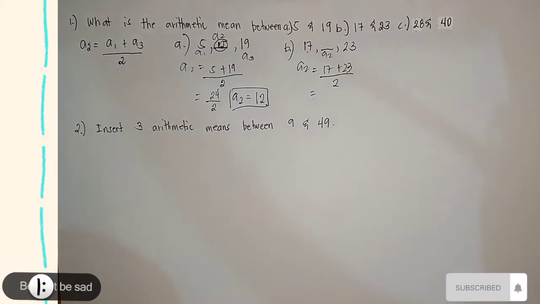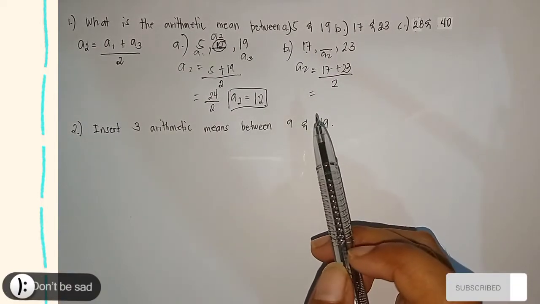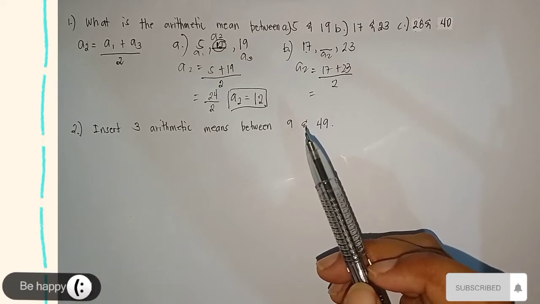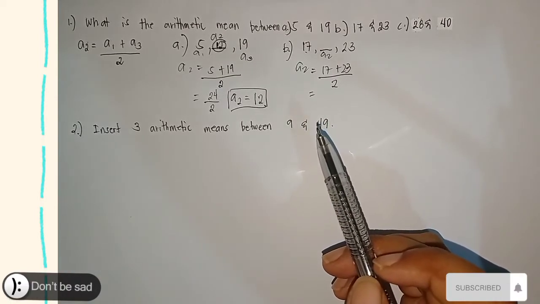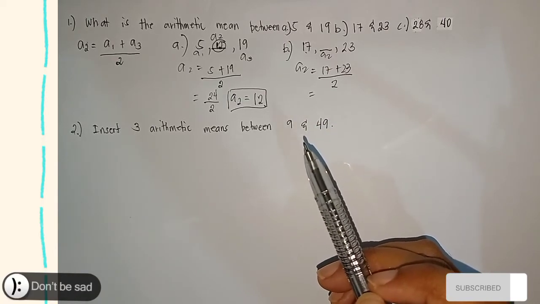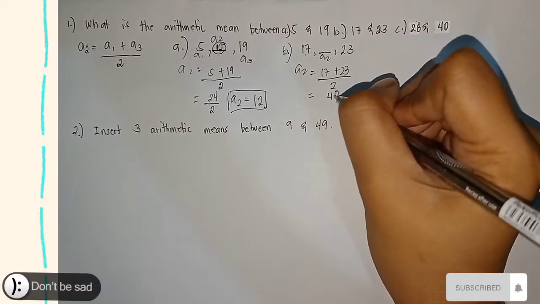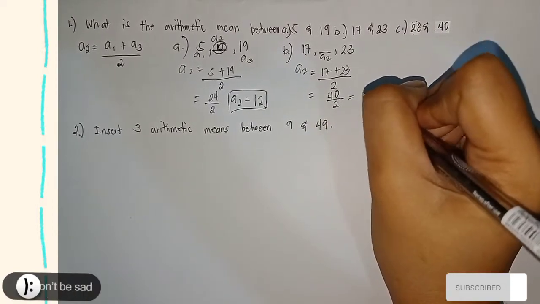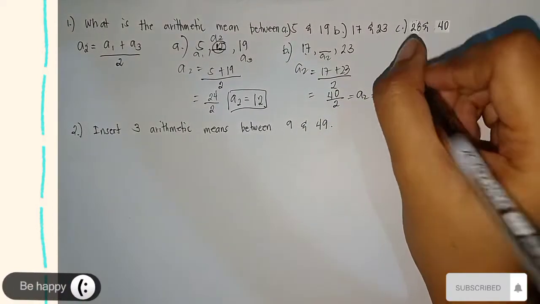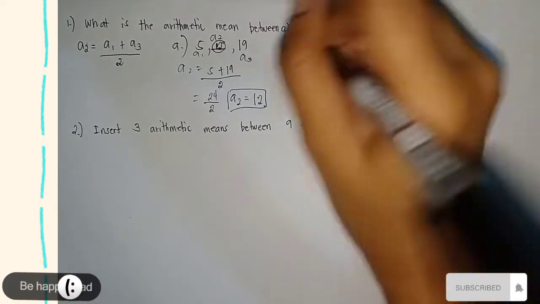Ito, kayang-kaya nyo itong sagutin sa isip lang, no? Kahit hindi na kayo gumamit ng calculator. Pero, may mga teachers na gusto nila, nakikita nila yung process kung paano nyo sila ginawa. Kagaya ko, may point sa akin yung process, no? So, we have 17 plus 23, that is 40 divided by 2. So, our a sub 2 is equal to 20. Ayan. So, therefore, ang nawawala natin dito is 20.